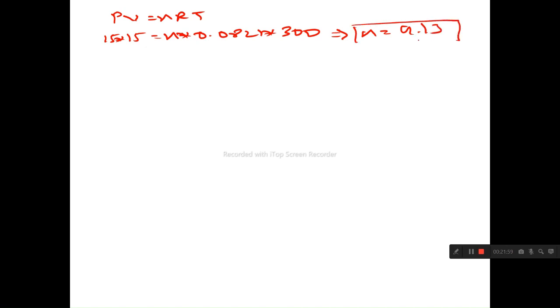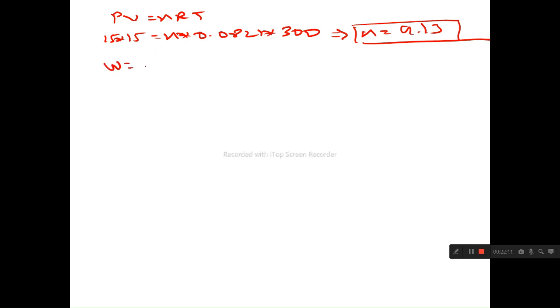To determine the n value, the first thing is PV equal to nRT. PV is 15 into 15, equal to n into 0.0821 into T1, which is 300, right? So from this calculation, n equals 9.13 moles. From this n value, we will be substituting here.